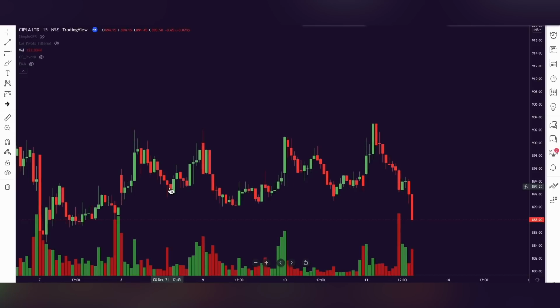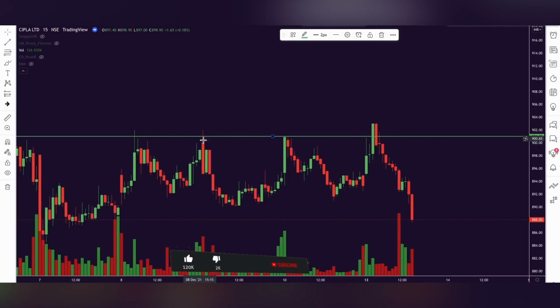Now traders, this is a chart of Cipla 15 minutes time frame. Now if you look at this chart, the stock went up. Now at this level, it faced rejection. Again for the second time, it went up. Rejection at the same level. So what a lot of traders will do? They will mark this level. So this level can act as an important resistance level.